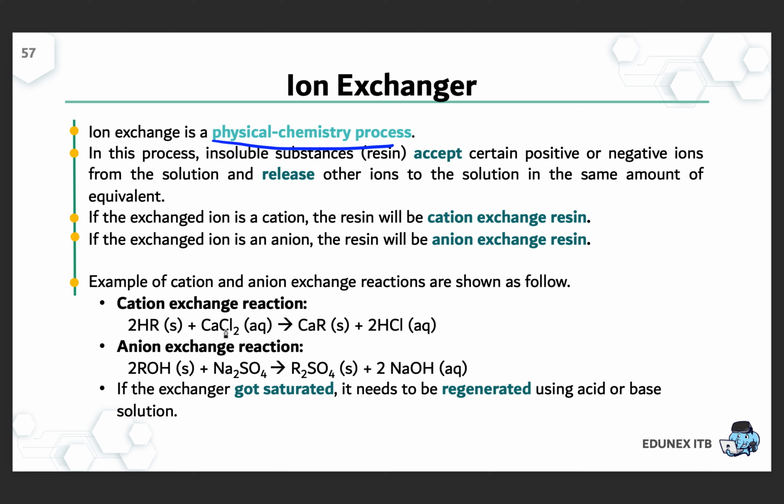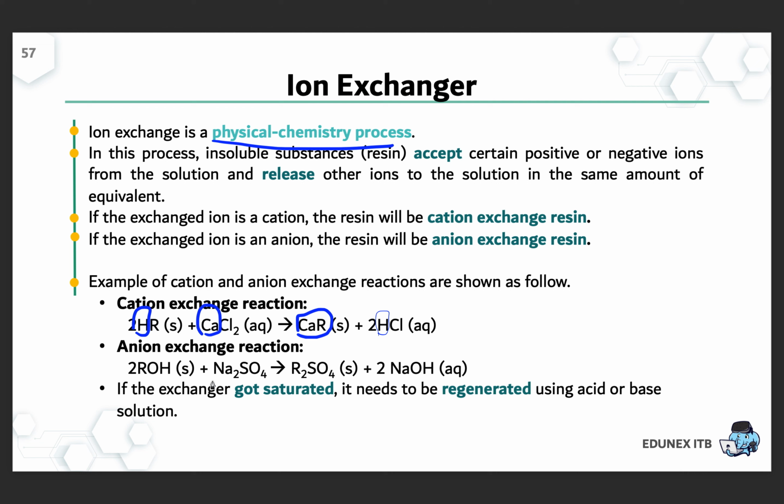So if we have calcium as the cation in the feed, and here we have hydrogen ions as the cation on the resin, when the solution passes through the ion exchange resin, the resin will bind the calcium and release the hydrogen ion. So now in the solution, instead of calcium chloride, we will have hydrogen chloride. The resin that exchanges cations is called a cation exchange resin.